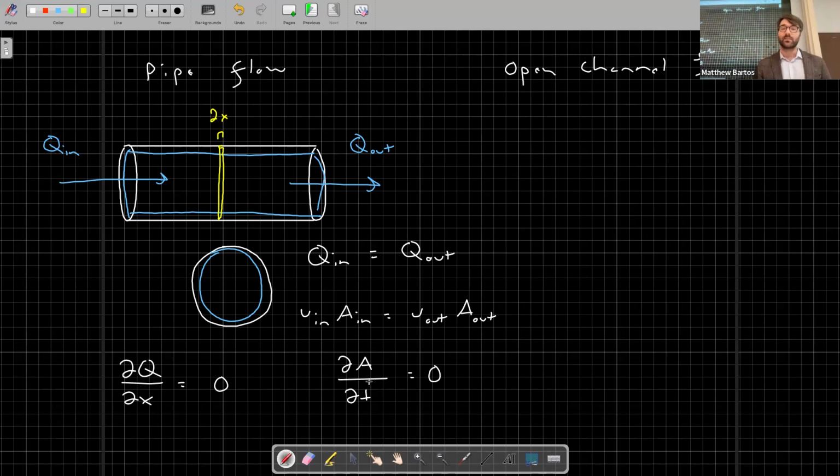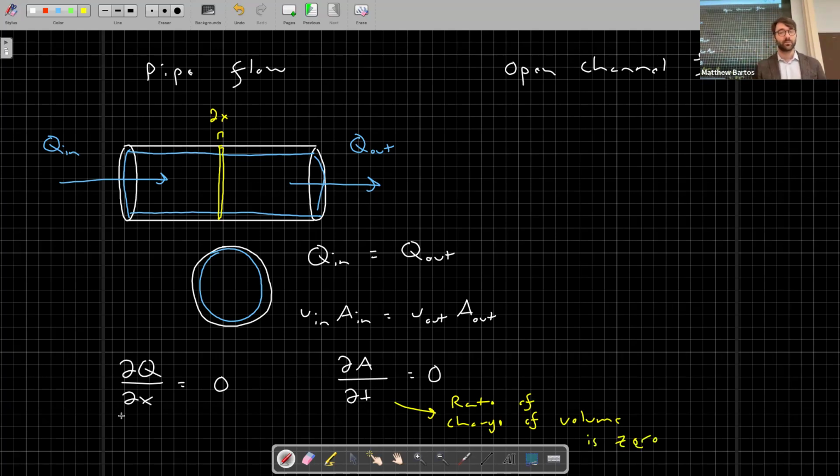So what does dA by dt equals 0 imply again? Cross-sectional area of the flow of the water. Yeah, the cross-sectional area of the flow doesn't change over time, which implies that the volume of water in our control volume doesn't change over time. So I'll say this means that the rate of change of volume is, sorry, is 0.